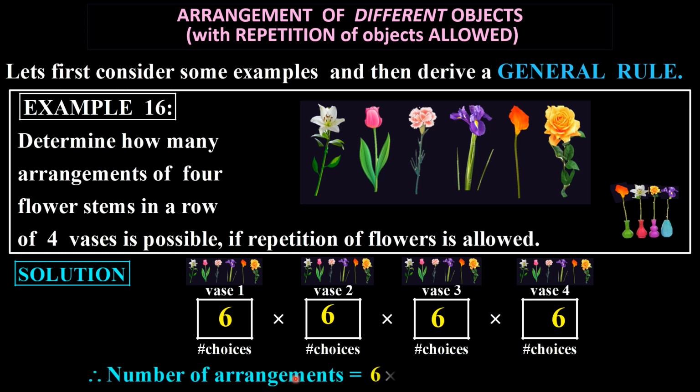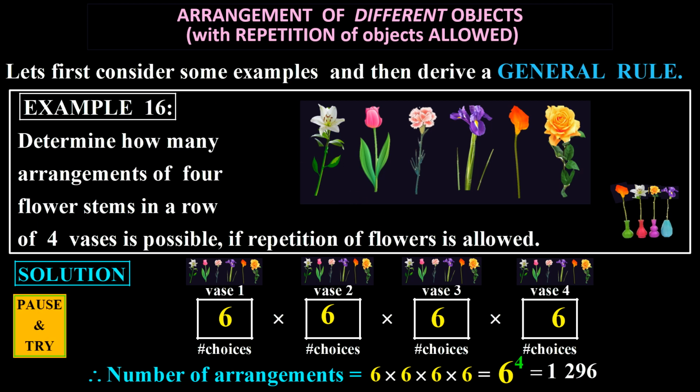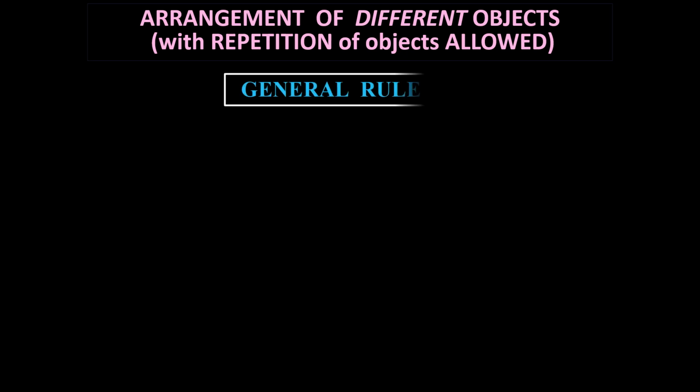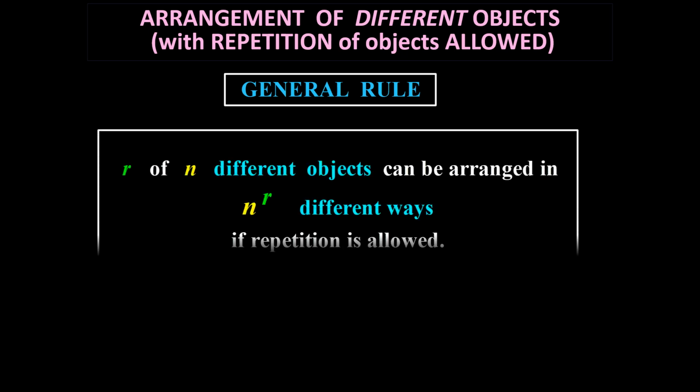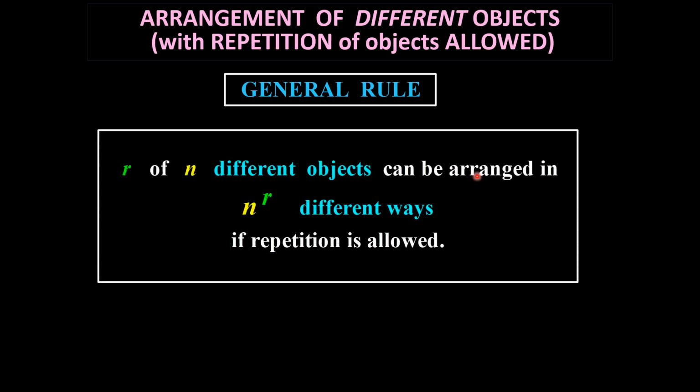You have 6 times 6 times 6 times 6, so it's 6 to the 4. And if we calculate that, that's 1,296 options there, if repetition is allowed. Now from the example, we can see that for the arrangement of different objects, if repetition is allowed, we can form a very simple general rule. R of n different objects can be arranged in n to the exponent R different ways if repetition is allowed. So we actually get a power here.